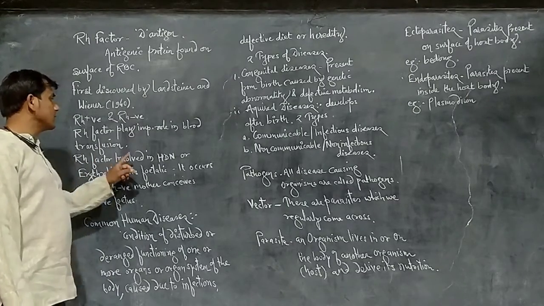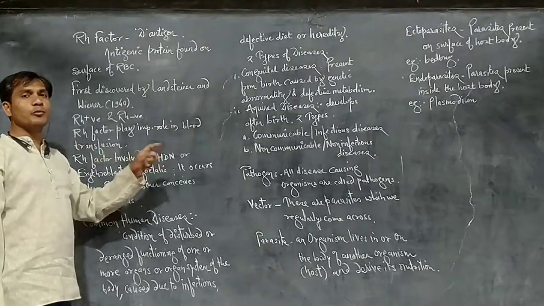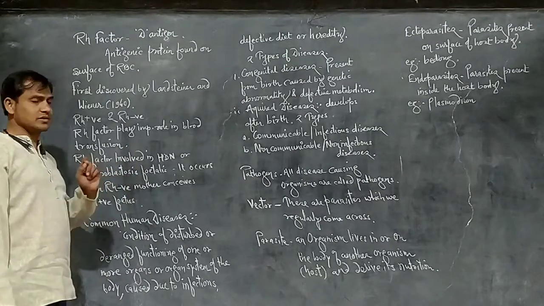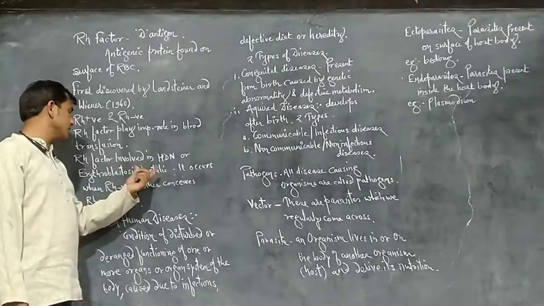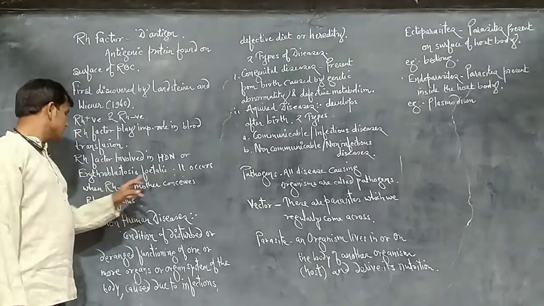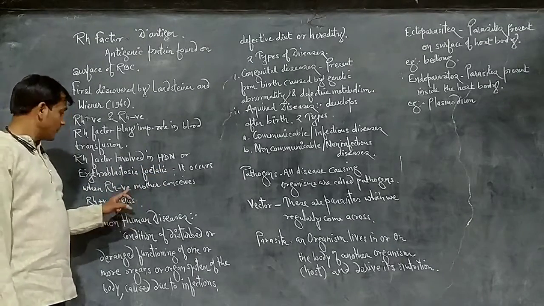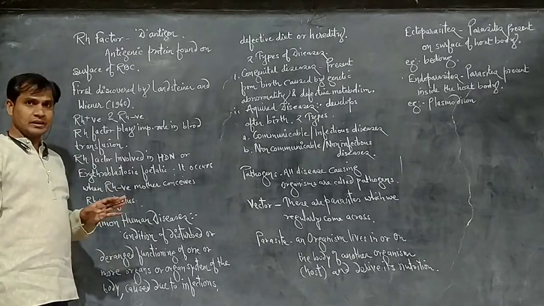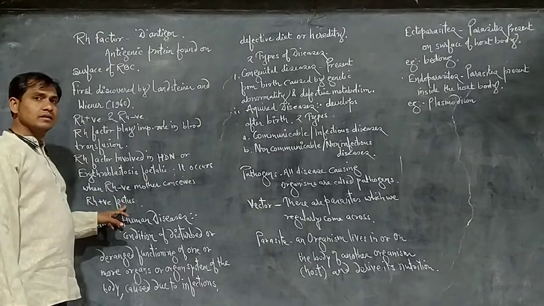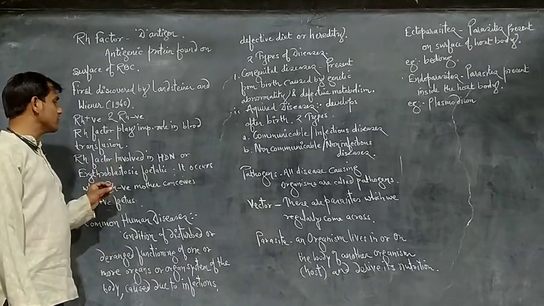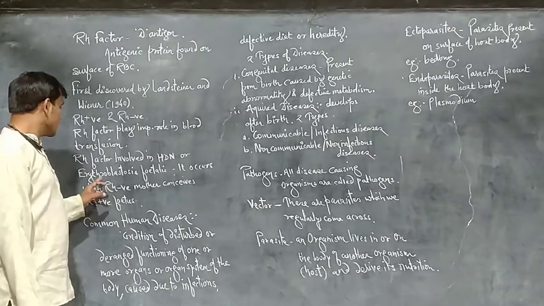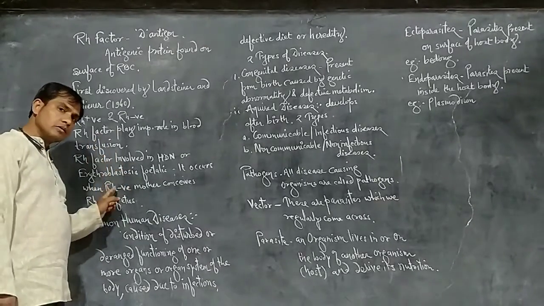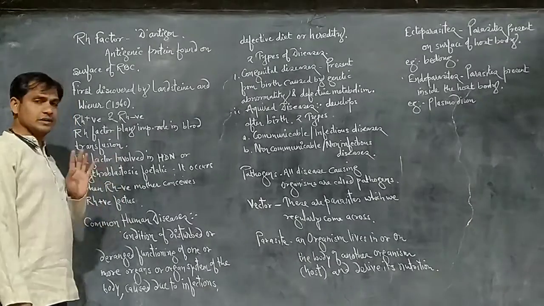RH factor is involved in HDN, hemolytic disease of the newborn. HDN is also called erythroblastosis fetalis. This disease occurs when an RH negative mother conceives an RH positive fetus. In this condition, the erythrocytes of the fetus get destroyed by the immune system of the mother, and this disease is called erythroblastosis fetalis. This occurs only when the negative mother conceives the positive fetus.